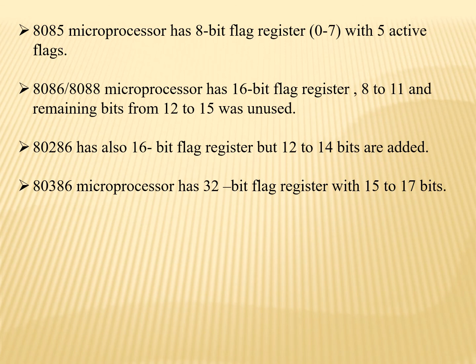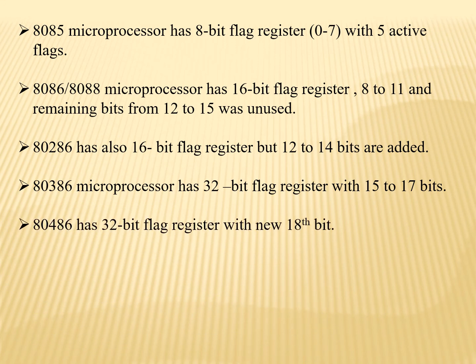The 80386 microprocessor has a 32-bit flag register, with bits 15 to 17 added, where we have the resume flag, the virtual mode flag, and the overflow flag for 32-bit. The 80486 has a 32-bit register with a new 18th bit, the alignment check. The remaining bits from 19 to 31 are reserved for advanced processors. That's all about the 32-bit flag register. Thank you.